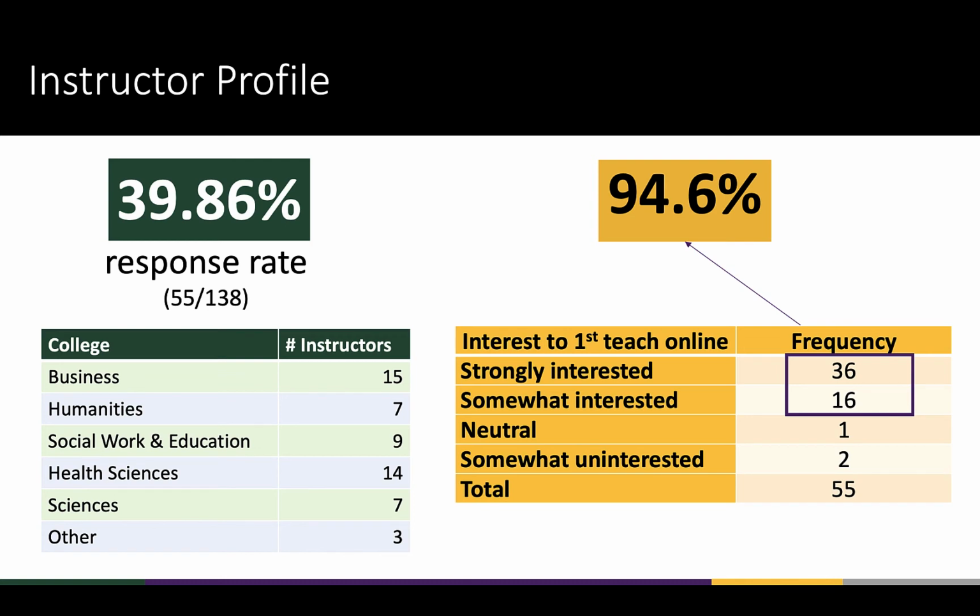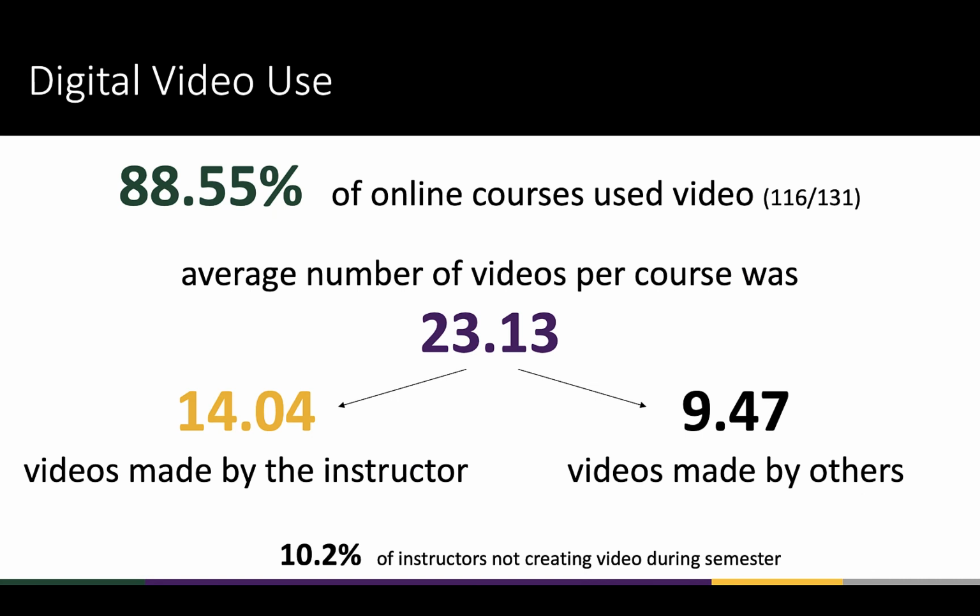As you can see with the table on the right, the conditions at this university led to 94% of instructors indicating they had some level of interest to teach their first online course. 88% of the 131 courses in the survey data were using video. The average course had 23 videos, 9 of which were made by someone other than the instructor, and 14 videos that were created by the instructor. Interesting to note as well that 10% of instructors were not going to be making any video during the semester.